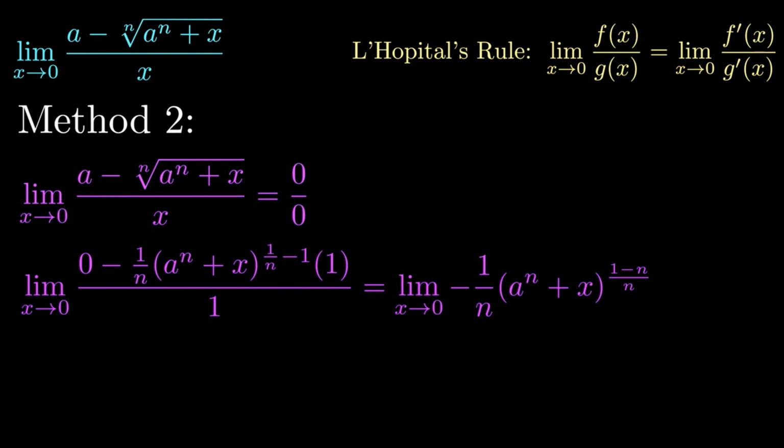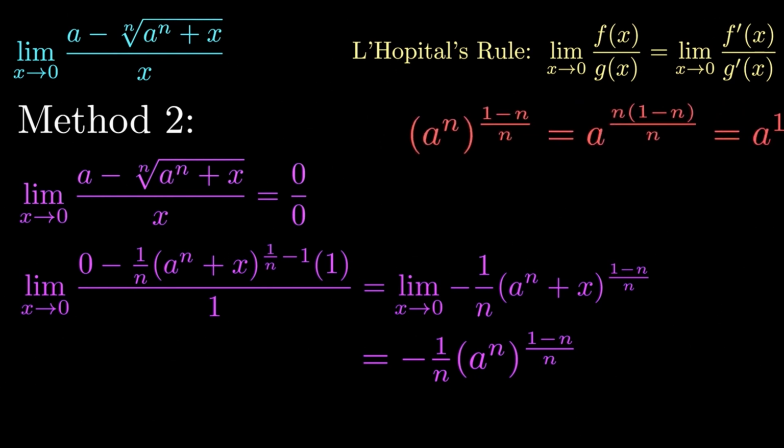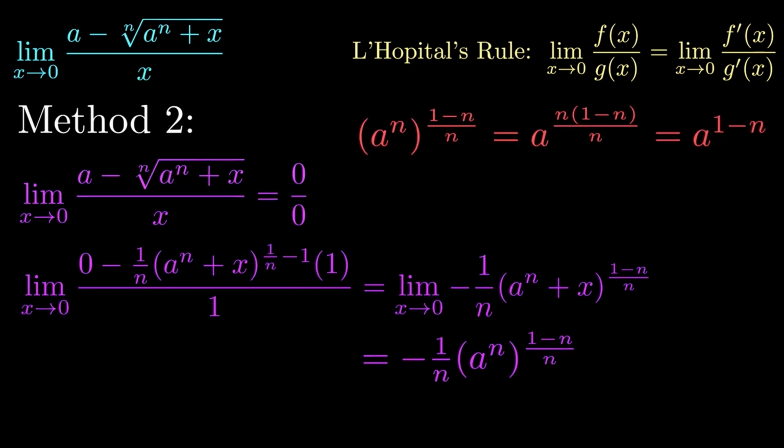Simplifying, we have the limit as x goes to 0 of minus 1 divided by n multiplied by a raised to n plus x, all raised to 1 minus n divided by n, where all we've done to simplify the exponent is cross multiply. Now if we just let x tend to 0, we're left with minus 1 divided by n of a raised to n all raised to 1 minus n divided by n. A raised to n all raised to 1 minus n divided by n can be simplified by just multiplying the n by 1 minus n divided by n.